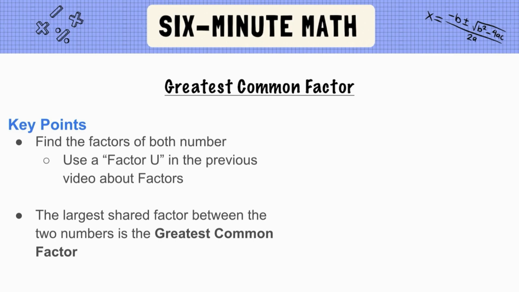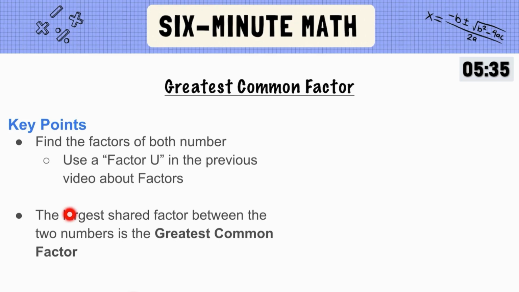Thank you for joining us today, where we are going to talk about one of the ways to find the greatest common factor. 6 minutes goes by quickly, so here we go. Our key points when we are looking for the greatest common factor is firstly, we are going to find factors for both numbers. To do this, we are going to use a factor U. If you are unfamiliar with the factor U, please check out our video here at 6-Minute Math called What Are Factors, where you can learn that process.